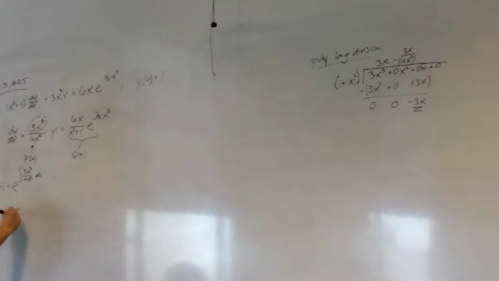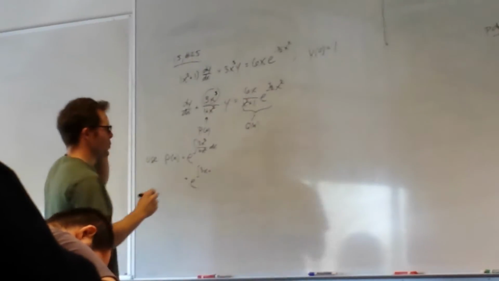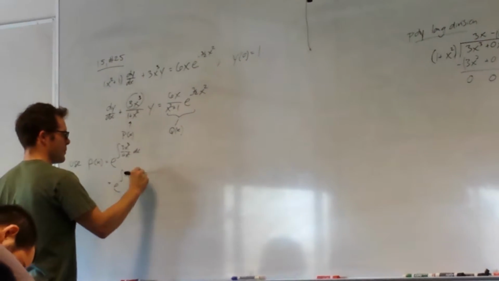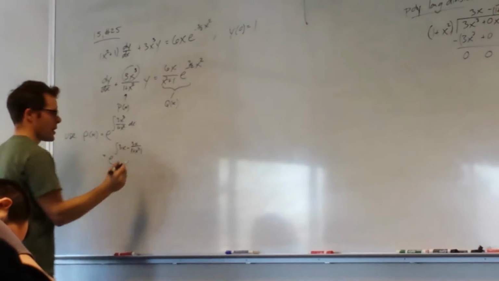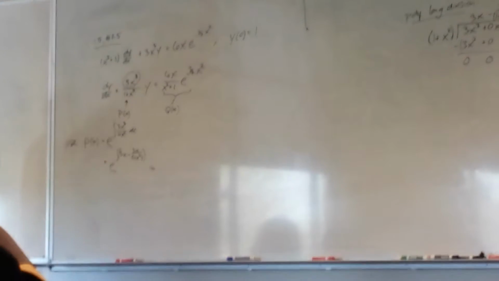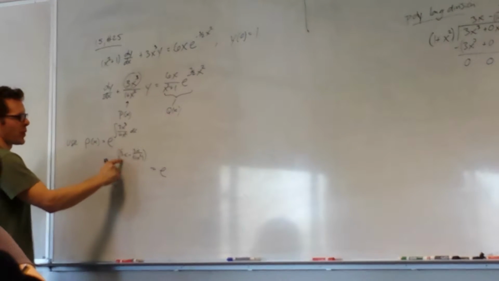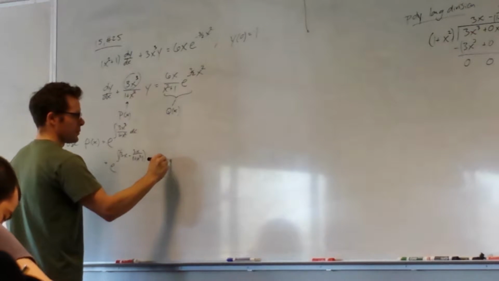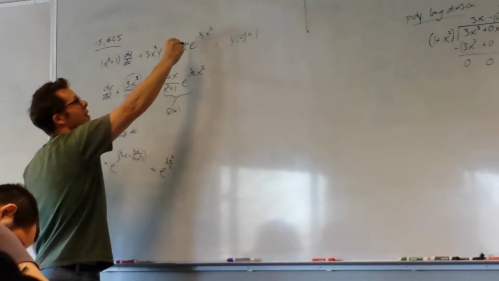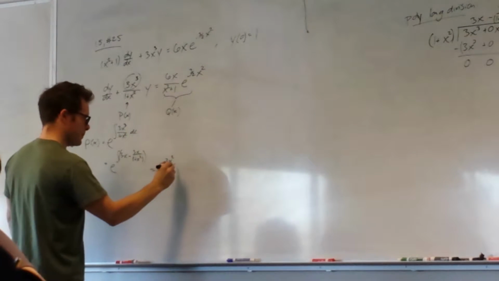So this becomes 3x minus 3x over 1 plus x squared dx. I'm just going to leave that off. Now when we integrate this, we get 3x squared over 2. That's starting to look nice. I've got an e to the negative 3x squared over 2 somewhere. And this is going to be what?